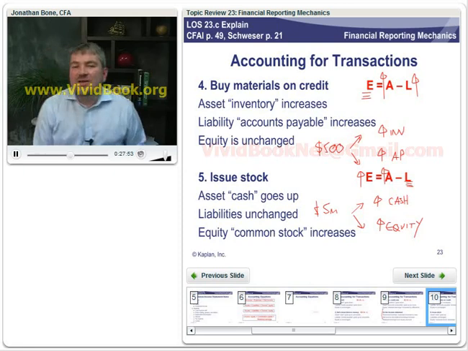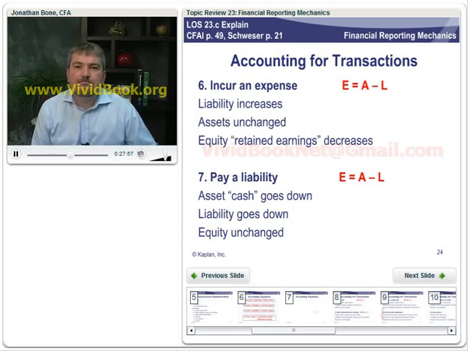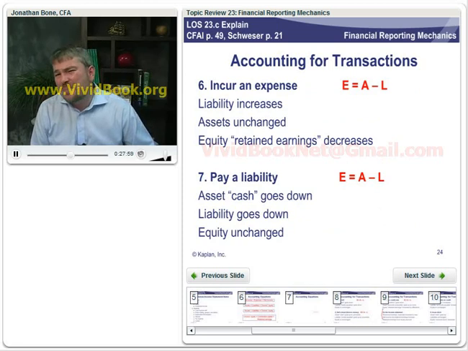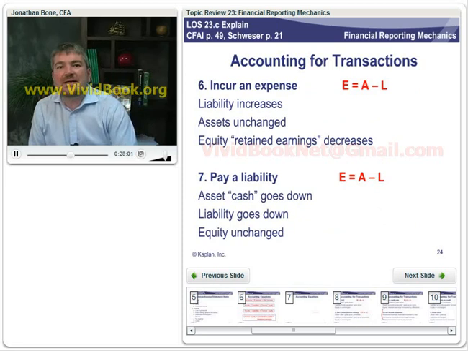We incur an expense, which means we need our expense to go through the income statement. We've incurred an expense, but we haven't paid an expense here. Let's imagine it's our rent. So our rent is essentially due, and let's say we're paying $500,000 for our rent.